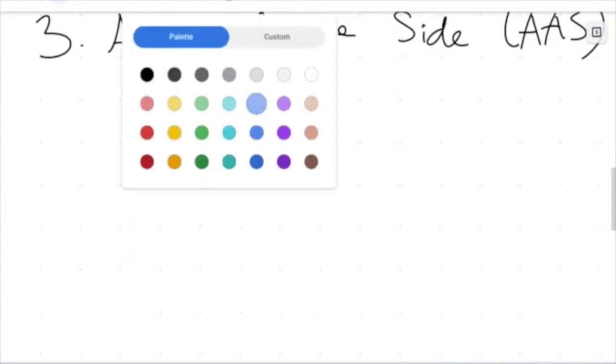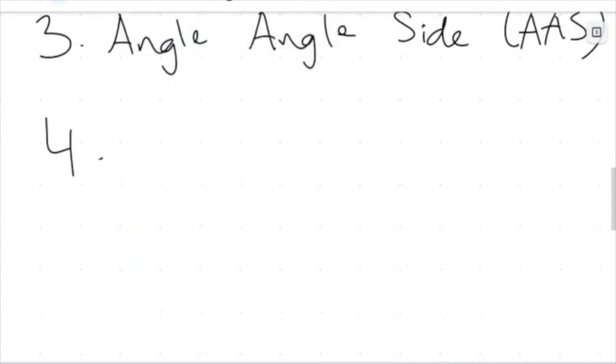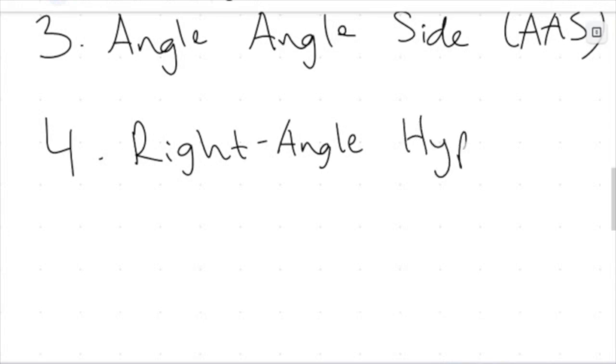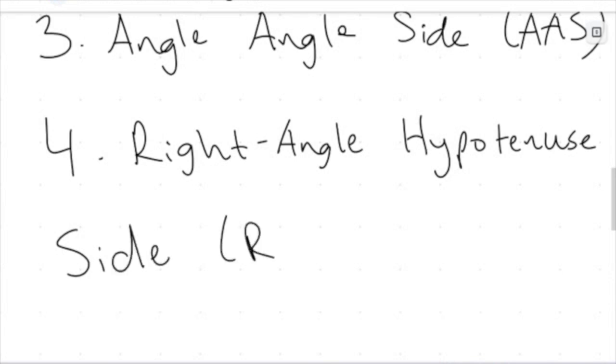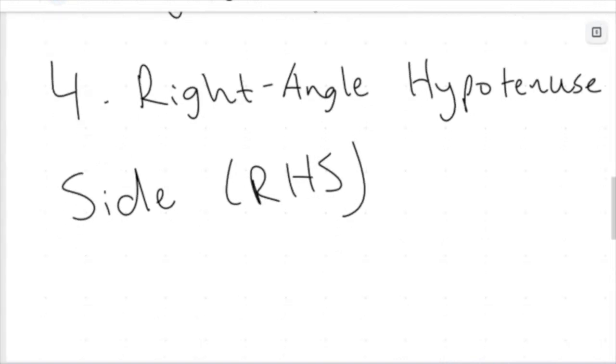This is the test. We call this RHS. So this is right angle, hypotenuse, and side. And we write this as RHS. Now, this is the final proof we have.